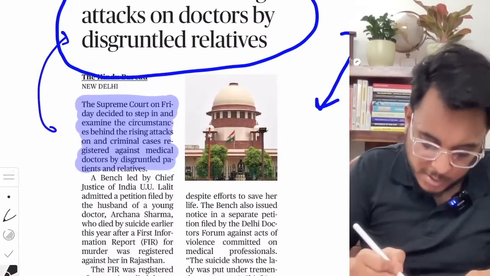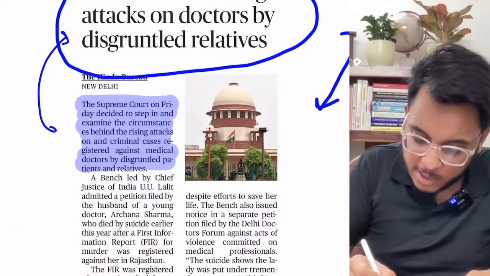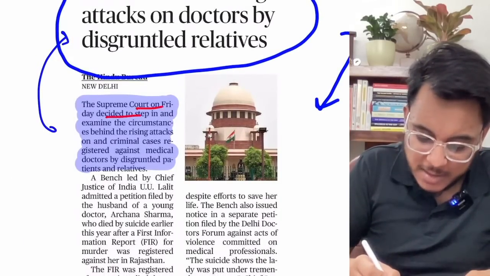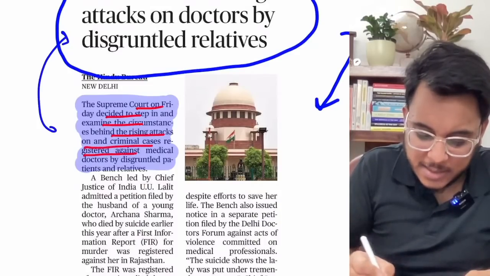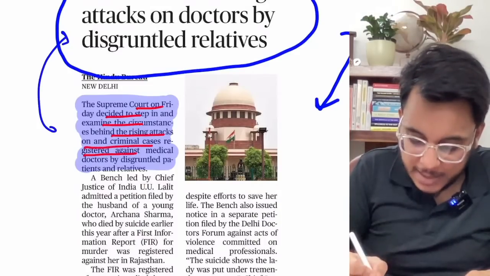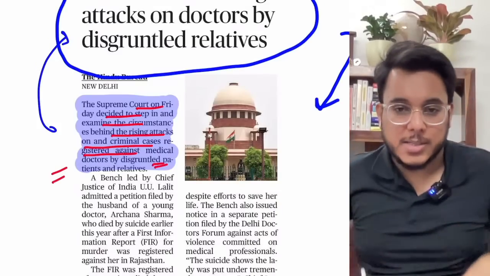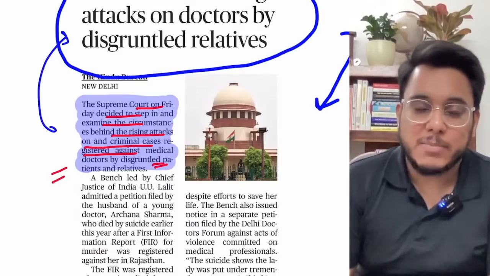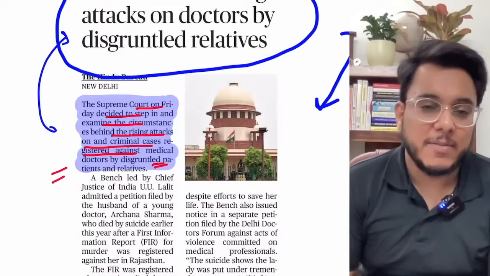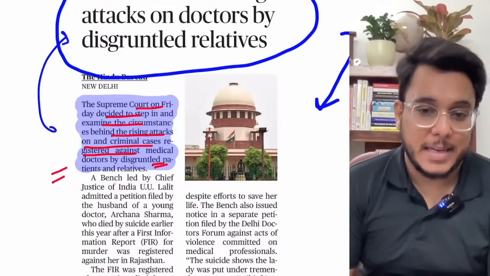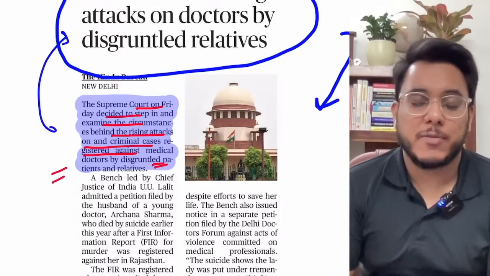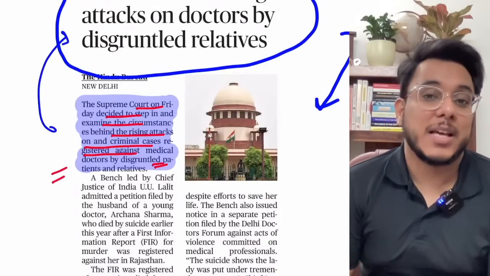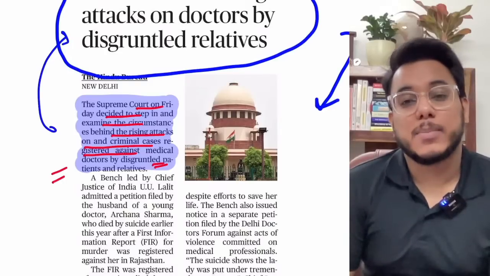And the Supreme Court has now decided to step in and examine the circumstances behind the rising attacks on, and criminal cases registered against, medical doctors by disgruntled patients. Many times the patient's relatives file a case saying it was medical negligence, though it might not be, but still such complaints are passed and FIRs are lodged. Okay, so that is what has happened.